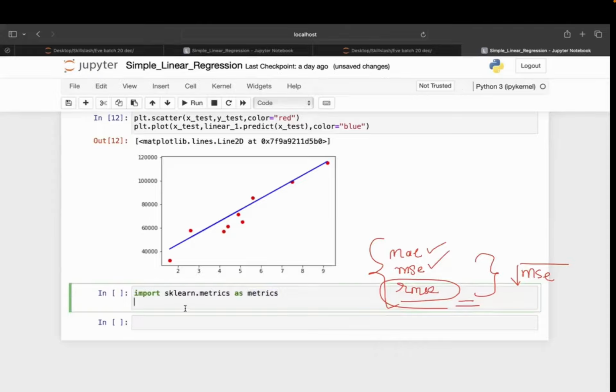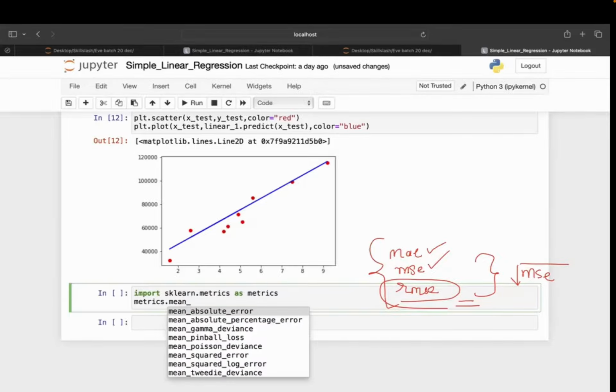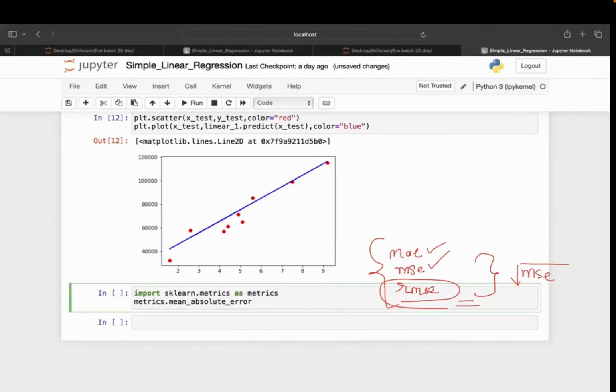Now simply I'm writing metrics dot mean absolute error. As I told you, we already have these methods available, okay? You can see these are different types of errors available in sklearn.metrics. So which one do we have to choose? Mean absolute error. Okay, so simply choosing mean absolute error.